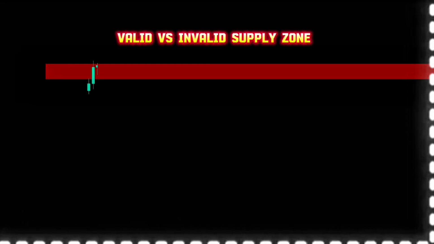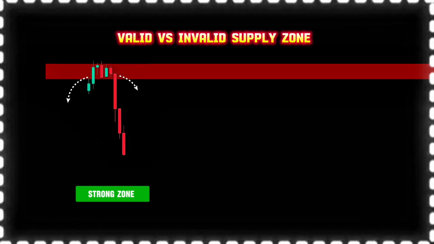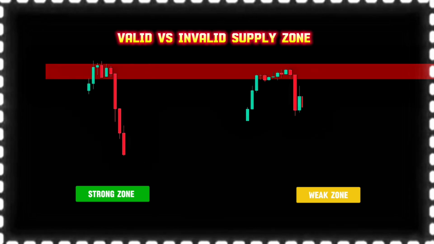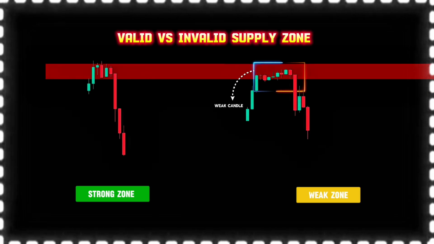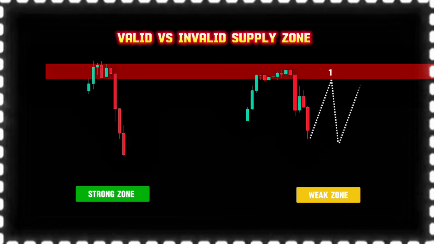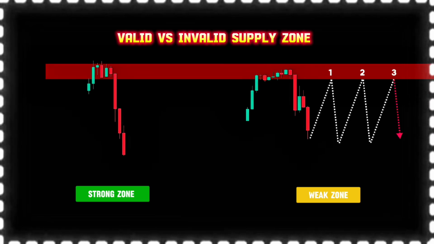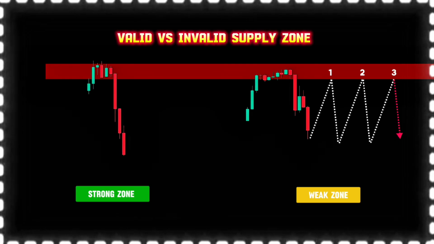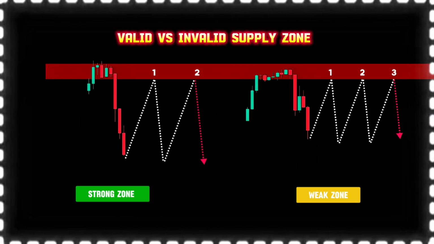A strong supply zone creates an explosive drop. Clean candles, no hesitation. A weak zone forms when candles are small, choppy, or the level is retested too many times. The more times price touches the zone, the weaker it becomes. Institutional zones don't give multiple chances.